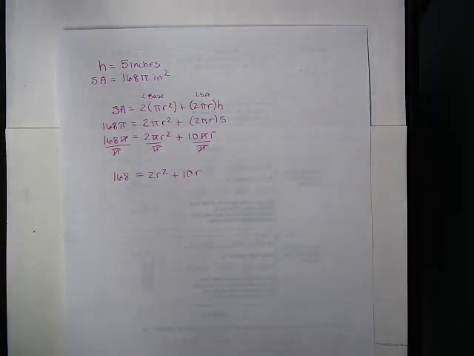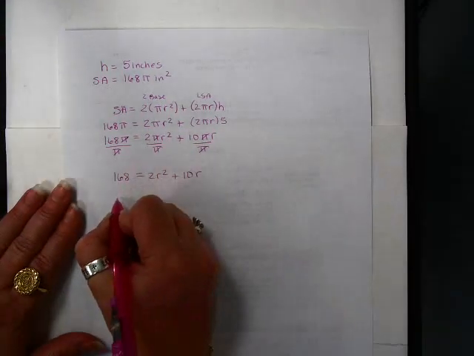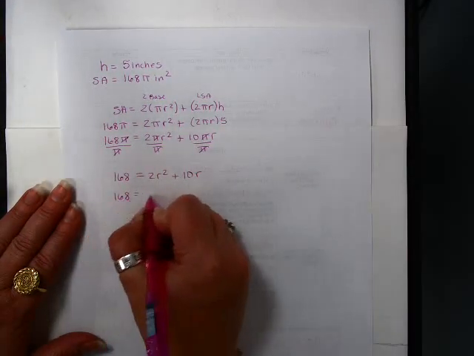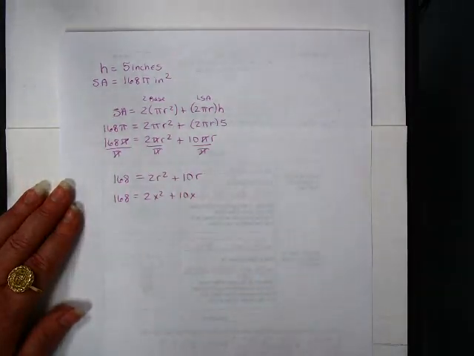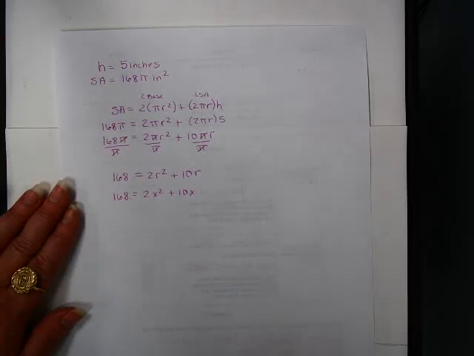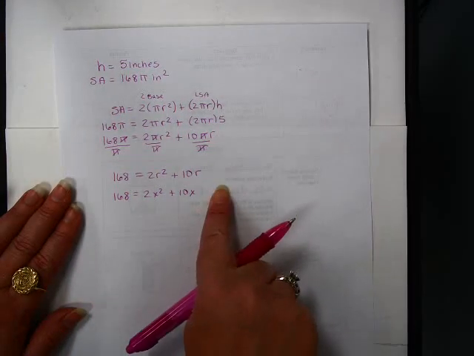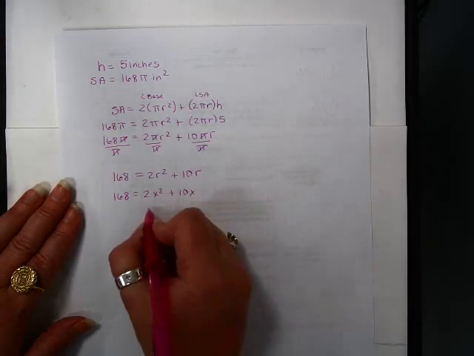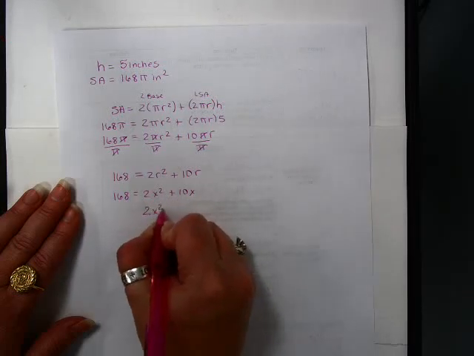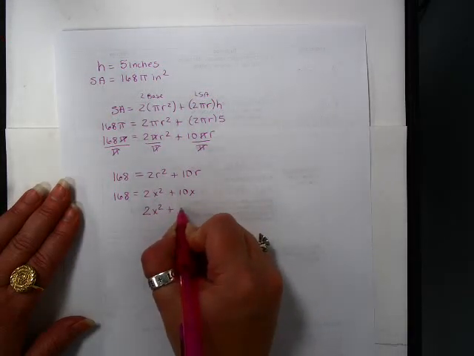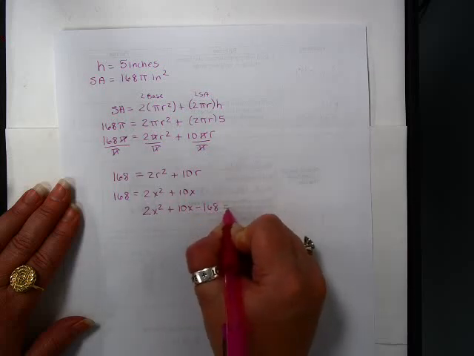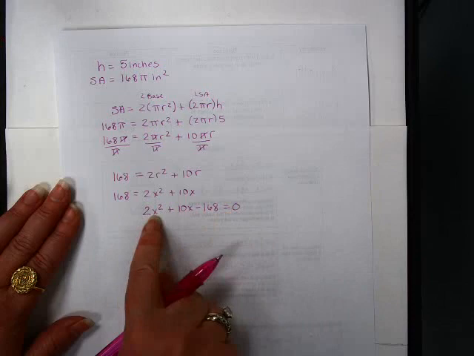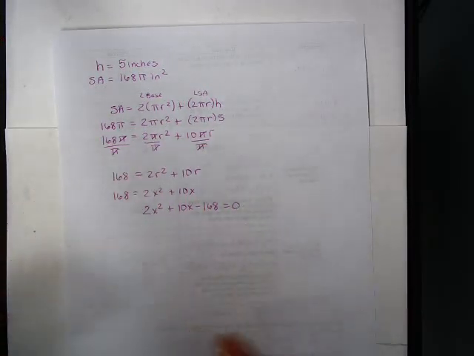Now, if you don't recognize it yet, change the r's to x's, and you might recognize it. 168 equals 2x squared plus 10x. It's a quadratic. And in Algebra 1, we learned to move this 168 over to the left-hand side and rewrite it. That's 2x squared plus 10x minus 168. And remember, that's equal to 0. And to find x, we had to factor it.